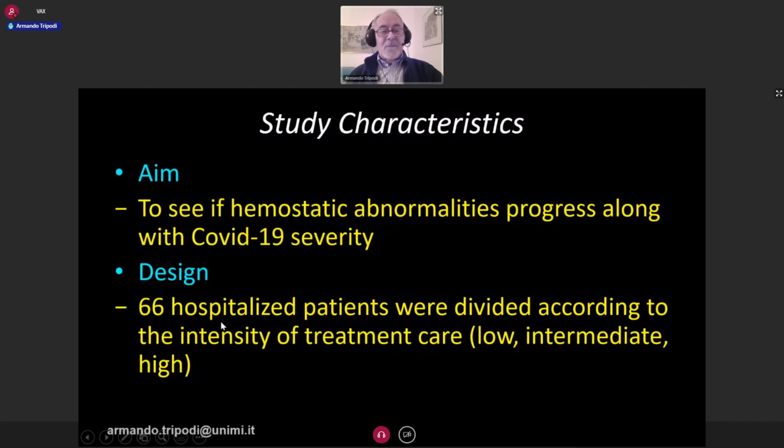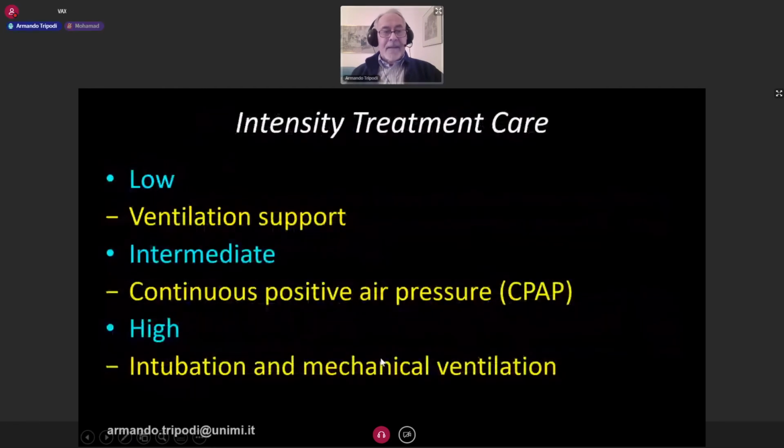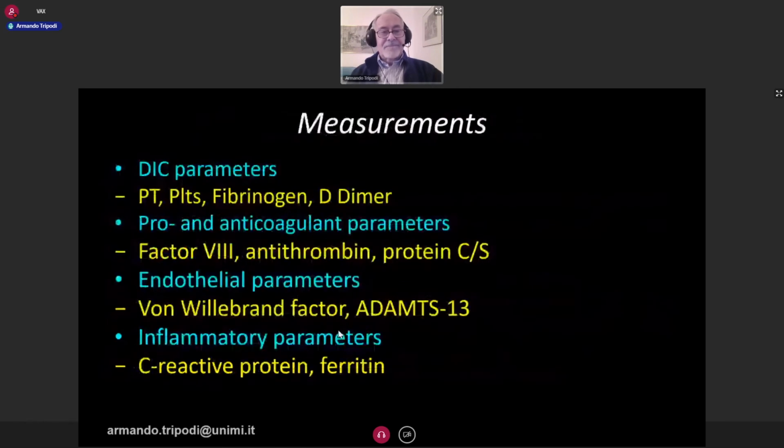To this end, we investigated nearly 70 hospitalized patients who were divided according to the intensity of treatment care, defined as low, intermediate, and high. Low intensity treatment care are those patients who required ventilation support only. In the intermediate treatment care, we included patients who required continuous positive airway pressure, CPAP. And finally, in the high, we included patients who required intubation and mechanical ventilation.